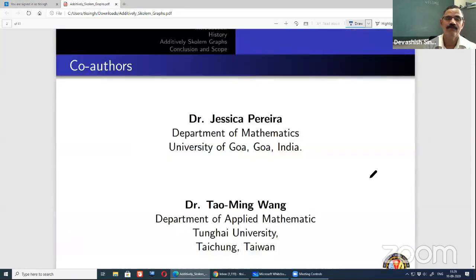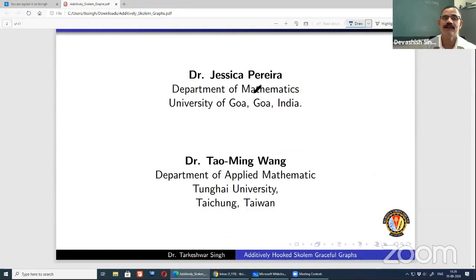This is joint work with Dr. Jessica Pereira and Dr. Tao-Ming Wang. He visited our campus last November 2019, and we were discussing magic labeling of graphs, distance magic labeling of graphs, and distance anti-magic labeling of graphs. And there was some application of Skolem sequences in magic graphs. So we started working on this, and this is a very new topic.